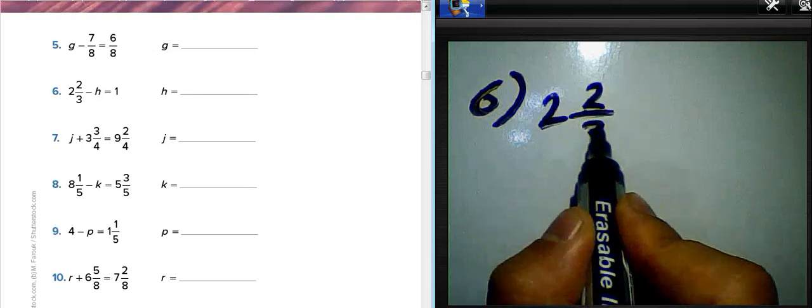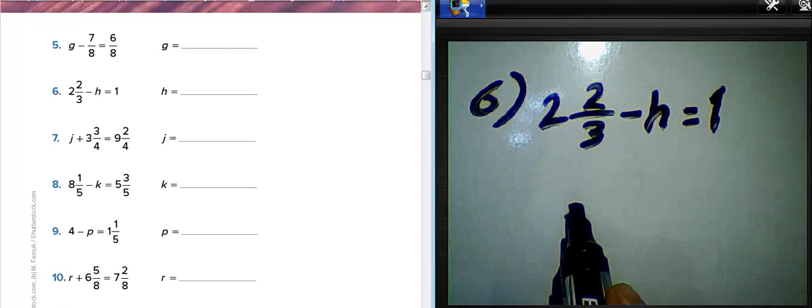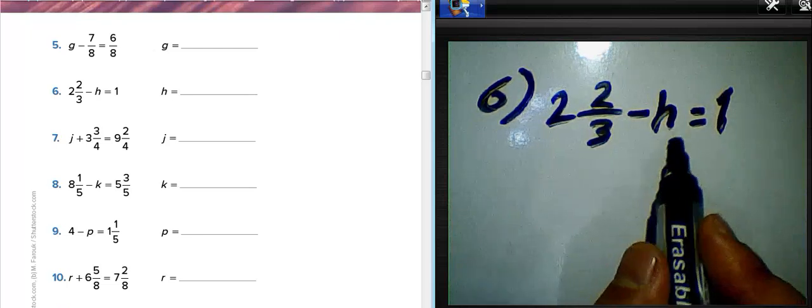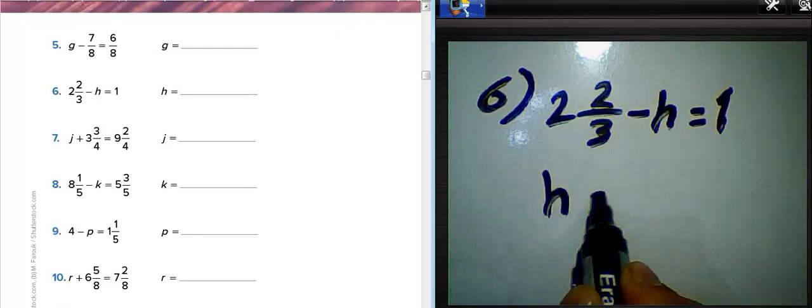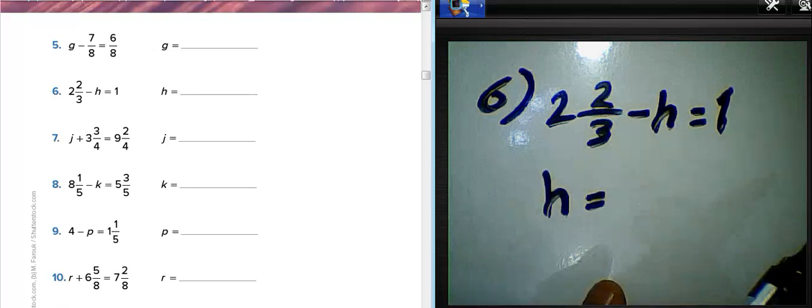2 and 2 over 3 subtract h equals 1. Who can tell me how to find the unknown here? We must find the difference between the greatest number and the smallest number.